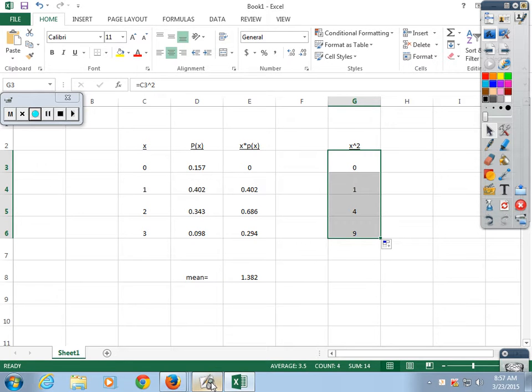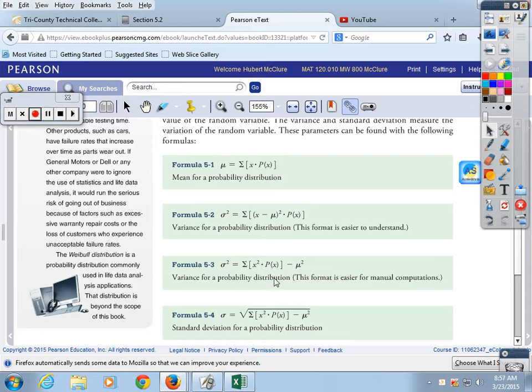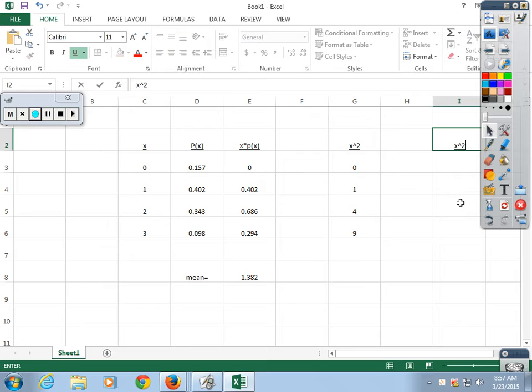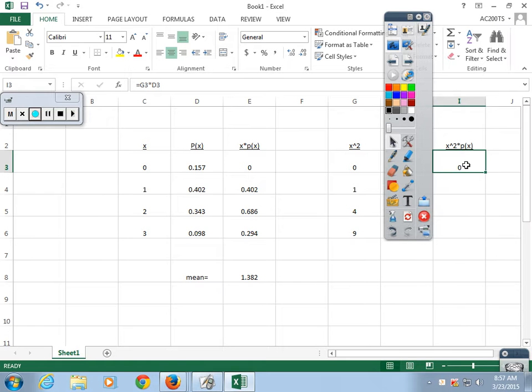Now, we got to take x squared, multiply it by p of x, get that summation, and then subtract what? Mu squared. So let's do that. X squared times p of x. Now I'm going to separate it a little bit so you won't get confused. Now don't pick the wrong one. And get that sum.